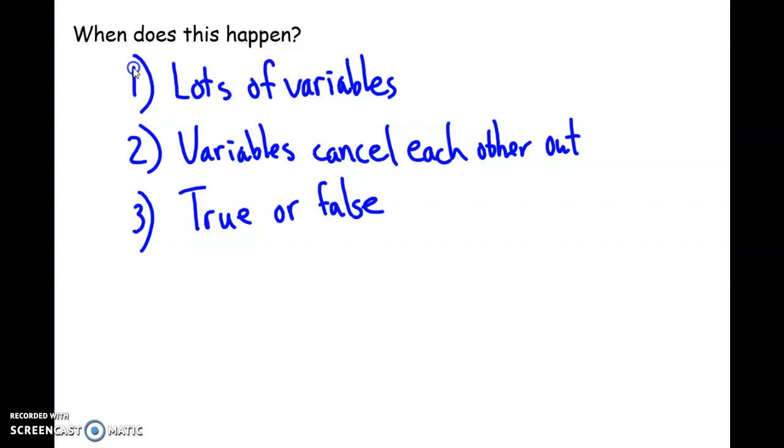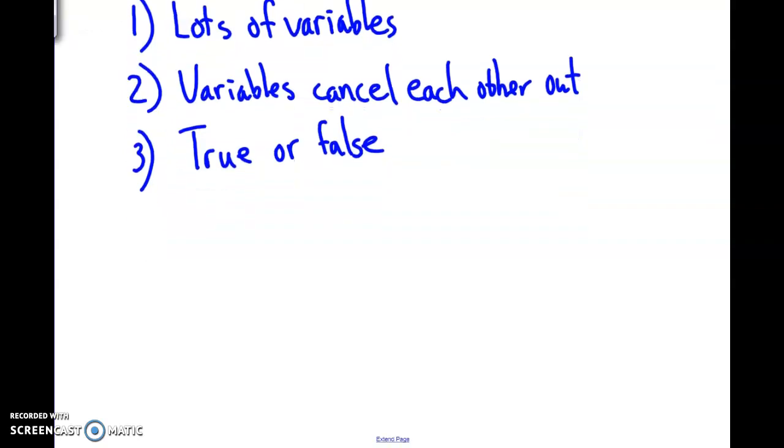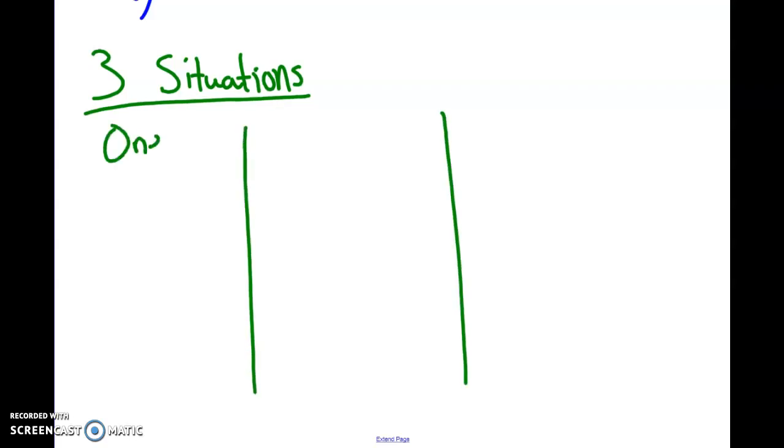Now, let's talk about the situations that we get here. We have essentially three main situations when it comes to how many solutions you're going to get. We have one, none, all. These are the three possibilities.